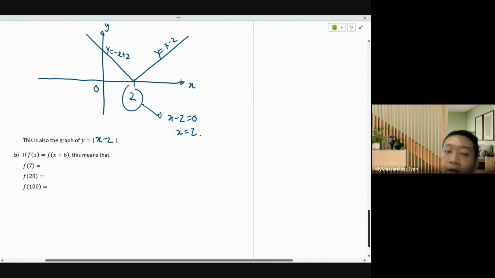Can? If f(x) equals f(x plus 6), f(7) means f of what plus 6? Isaac? 1 plus 6. This means that the x is equal to 1.